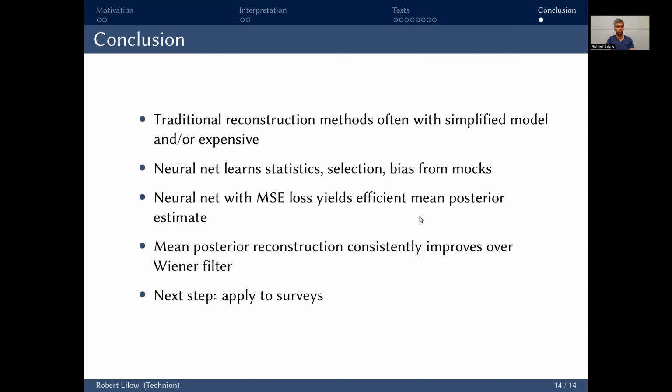And with this, I would like to conclude. While traditional reconstruction methods have more control over their model, they unfortunately often have to simplify it or are very expensive otherwise. A neural network can learn these properties of the model very efficiently from high-fidelity simulation-based mocks, and gives you an efficient way to compute a powerful mean posterior estimate, which consistently improves over the widely used Wiener-filter. The obvious next step is to apply this to real data.